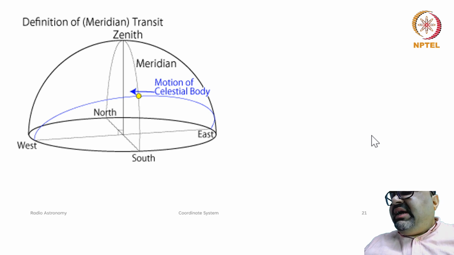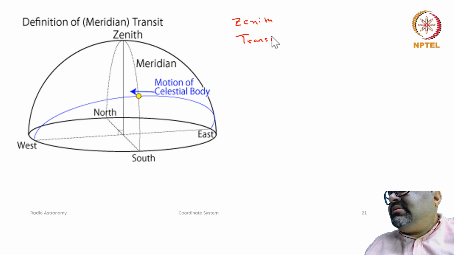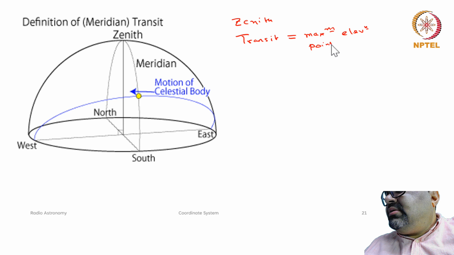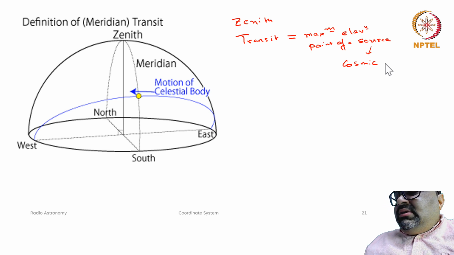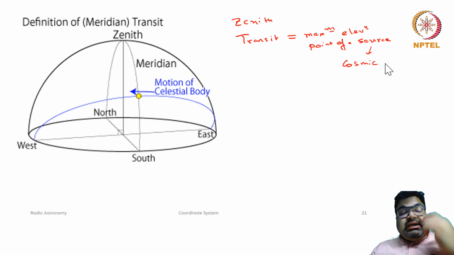So what have we learned? We have learned about zenith. We have learned about transit. This is the maximum elevation point of a source. Source meaning cosmic source. Okay. What else can we learn?